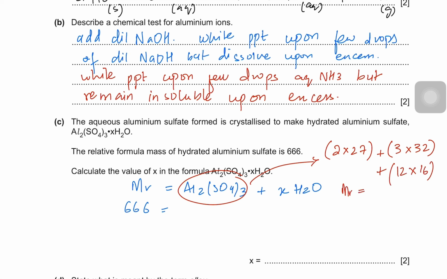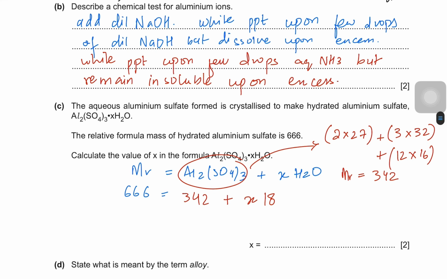When we do that on a calculator, we get 342 units. So 342 because of the aluminium sulfate, and X times 18 because each water is 18 units. When we mathematically solve it, 666 minus 342 is 324, 18X equals 324, and then we divide it by 18, we see X is 18. So it's 18 units of water with each hydrated salt.